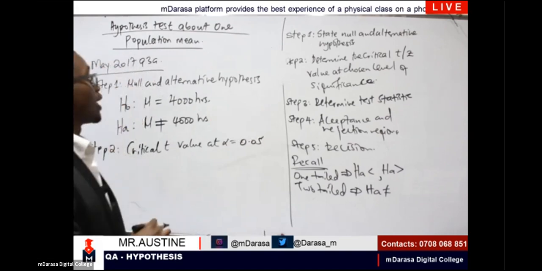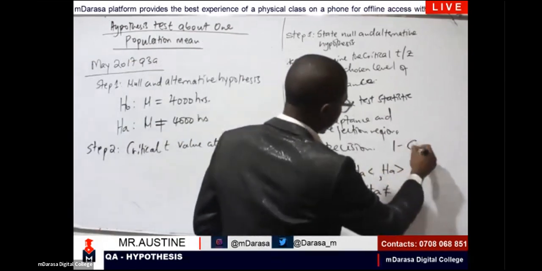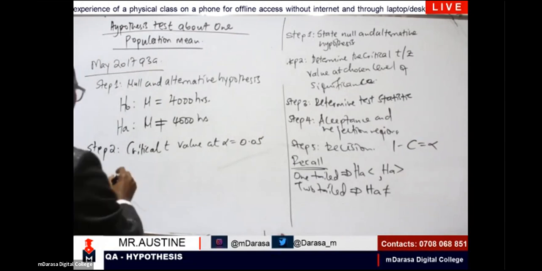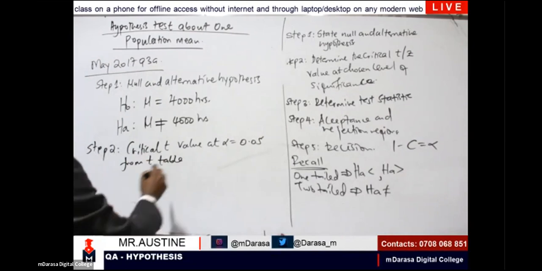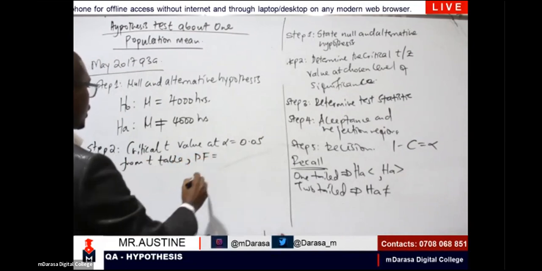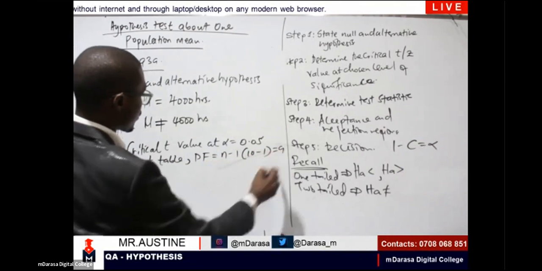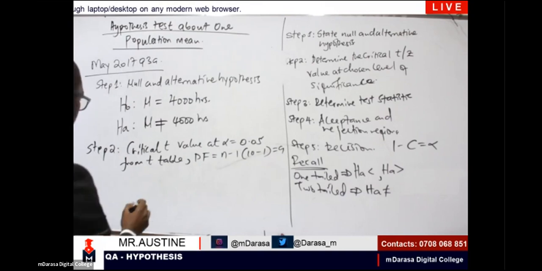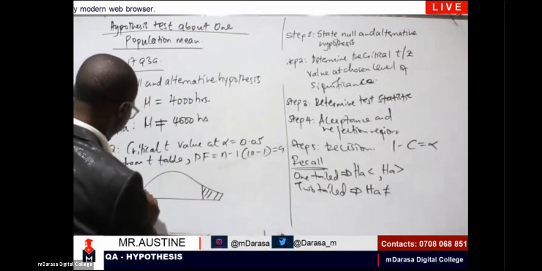Remember, you can either be provided with the confidence level or the level of significance, but have it this way, that 1 minus the confidence level should give you the level of significance. So let's determine the critical value from the t-table. We're also going to determine degrees of freedom. Degrees of freedom is n minus 1. So degrees of freedom here will be 10 minus 1, so we are going to have 9 degrees of freedom. So let's determine that. This is to give us the critical t-value.